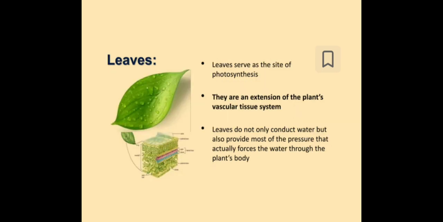Leaves. Leaves serve as the site of photosynthesis. They are an extension of the plant's vascular tissue system. Leaves do not only conduct water but also provide most of the pressure that actually forces the water through the plant body.